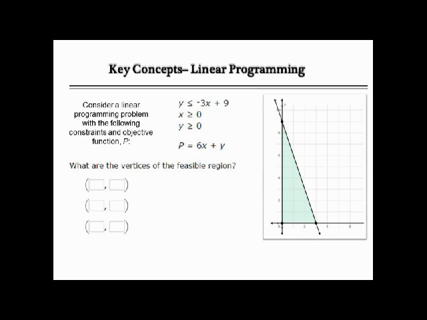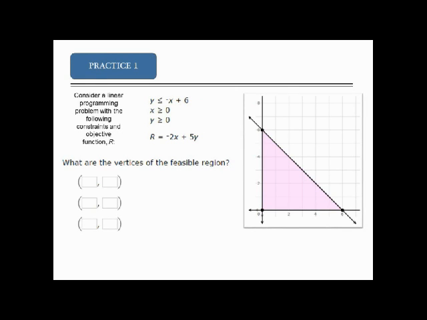So the first one is at the origin, which is 0, 0. The next one is when x is 0 and y is 9. And the final one is when x is 3 and y is 0. So that's all you have to do when you're finding the vertices, is look at where the lines intersect and write down those points. Here's your practice problem 1.